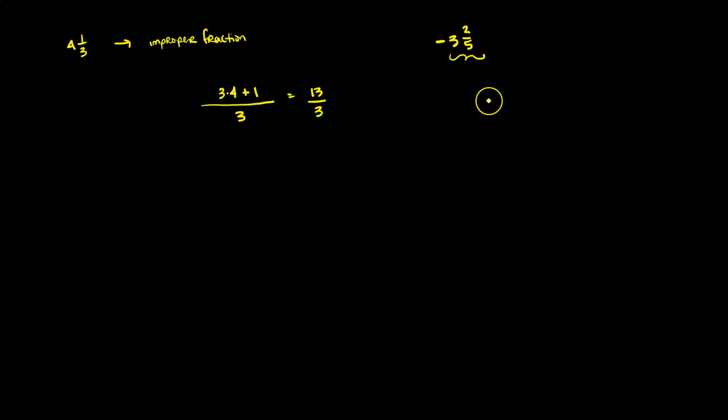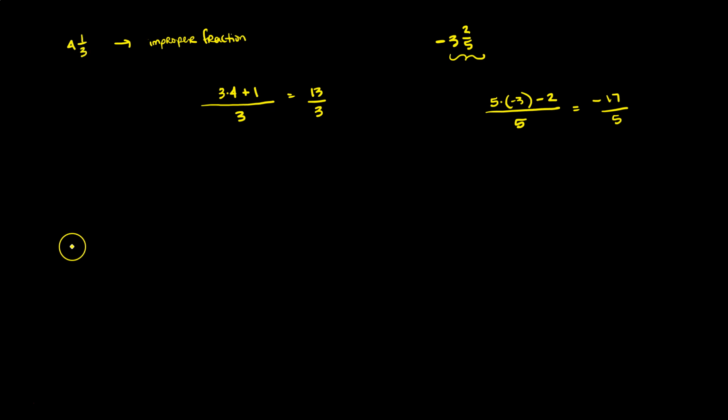So when we multiply, we would have the denominator times the whole number, and then I'm going to subtract the original numerator, because it's a negative 2/5, not a positive 2/5. That would look like negative 15 minus 2, or negative 17 over 5.